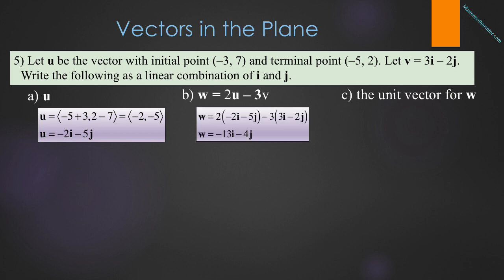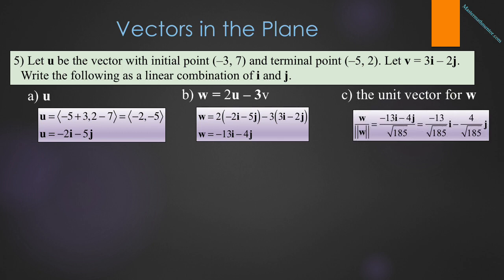B asks for the vector w, which is 2u minus 3v. So w is equal to 2 times negative 2i minus 5j minus 3 times 3i minus 2j. The advantage of this is we treat i and j as regular variables, and w is equal to negative 13i minus 4j.